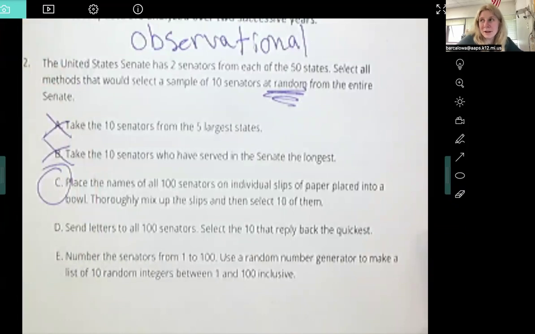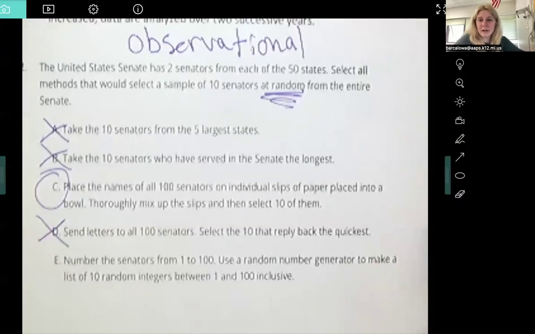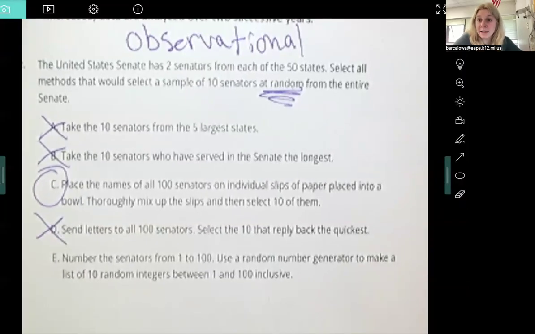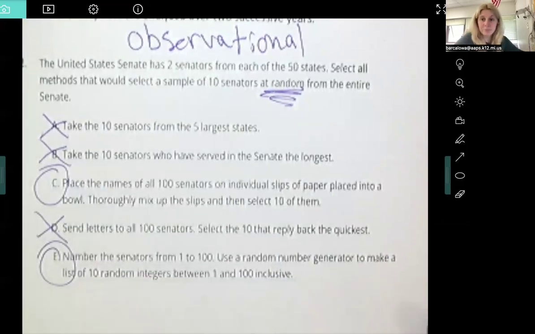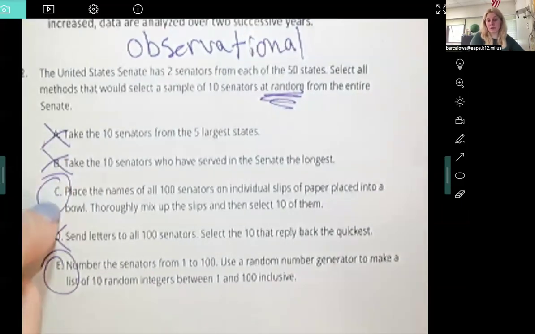Some people in my classes have been saying, what if someone's name is really long? Okay, they're all equally sized pieces of paper. Send letters to all 100 senators, select the 10 that reply back the quickest. That is not random. Replying back quickly says something about someone's personality. That's not a purely random thing. It may not seem like it's biased, but there are definitely other factors influencing that decision. Number senators from 1 to 100. Use a random number generator. Make a list of 10 random integers. It's the same thing as the papers, but instead of drawing names, you're drawing numbers and comparing the number.